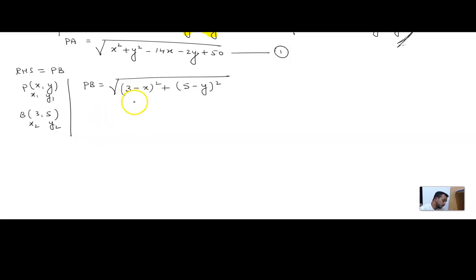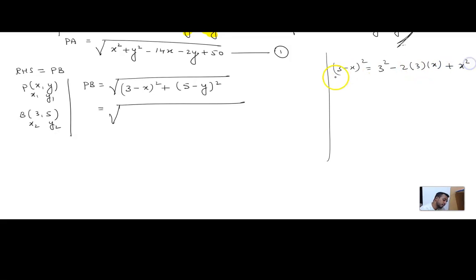x2 minus x1 whole square plus y2 minus y1 whole square is equal to root of, now we get the complex part. Yes, let me solve separately. (3 minus x) whole square is in the form of (a minus b) whole square. That's a square minus 2ab plus b square. A means 3, b means x. That is 3 square is 9 minus 3 2s are 6x plus x square.